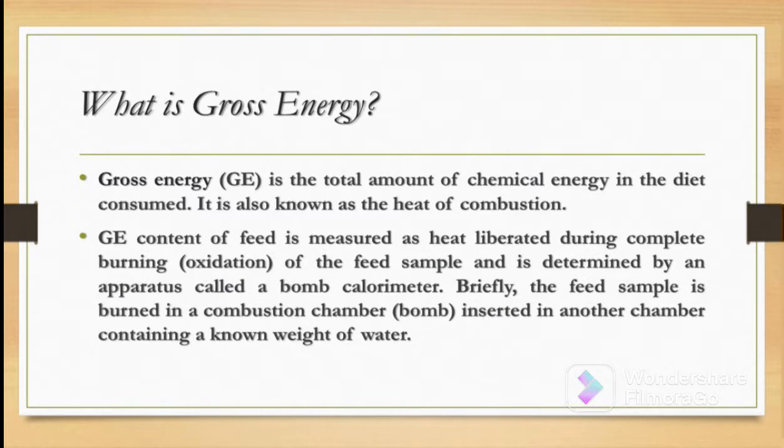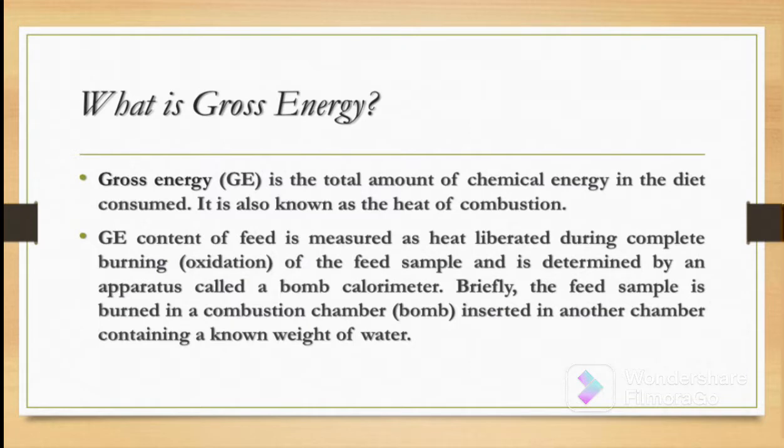Briefly, the feed sample is burned in a combustion chamber or bomb, inserted into another chamber containing a known weight of water. The heat liberated during burning of the feed raises the temperature of the water. From the weight of the sample, the weight of the water, and the increase in temperature, the GE of the feed can be calculated. This measurement is easy, precise, and accurate. However, GE does not have much practical value as it does not provide much information on the nutritional value of the feed and does not account for palatability, digestibility, or other animal physiological factors.